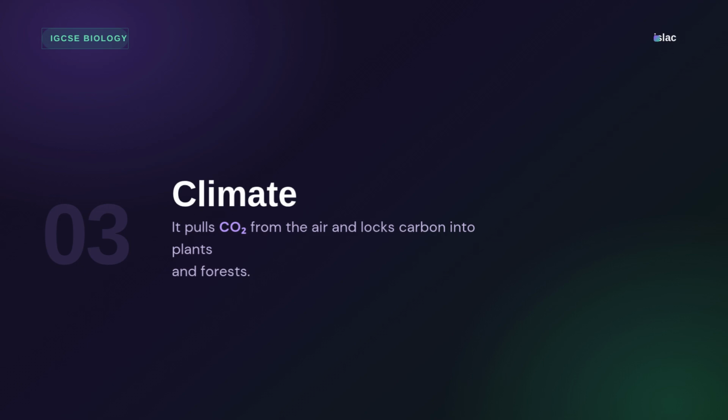Third, climate. Photosynthesis removes carbon dioxide, a greenhouse gas, from the atmosphere and locks that carbon away inside plants, trees and forests. That's a huge part of why protecting forests and oceans matters so much in the fight against climate change.